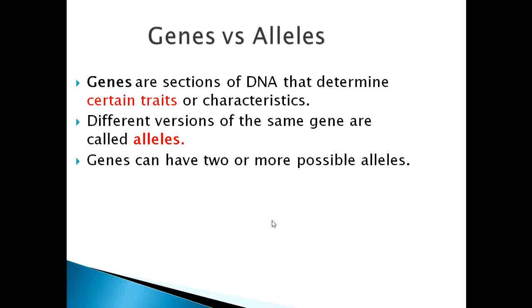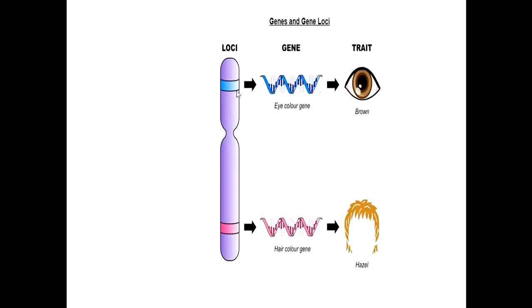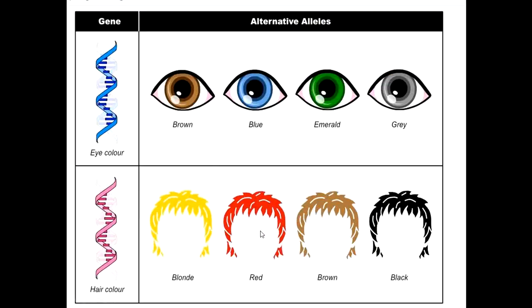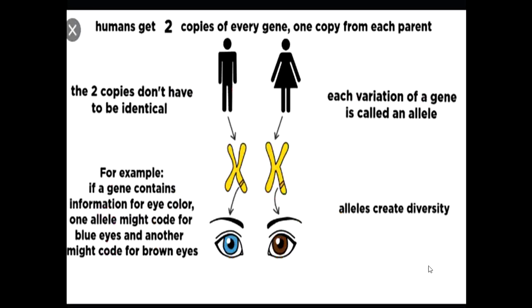What are genes? Genes are sections of DNA that determine certain traits or characteristics. Different versions of the same genes are called alleles. Gene can have two or more possible alleles. You can see here this section of the chromosome specifies the trait for eye color, while this section of chromosome specifies the hair color. So this is gene, while alleles produce diversity in eye color. So alleles are alternative forms of gene. Here you can see different hair color will be determined by alleles.